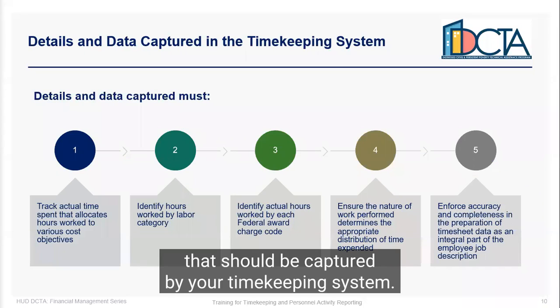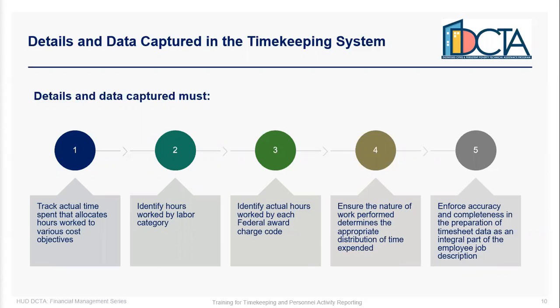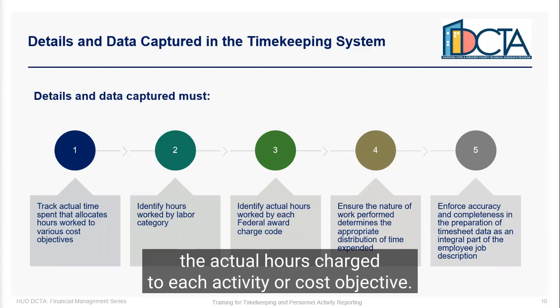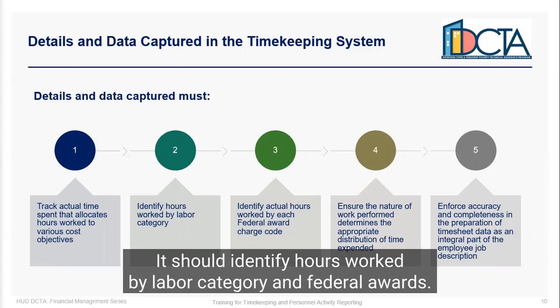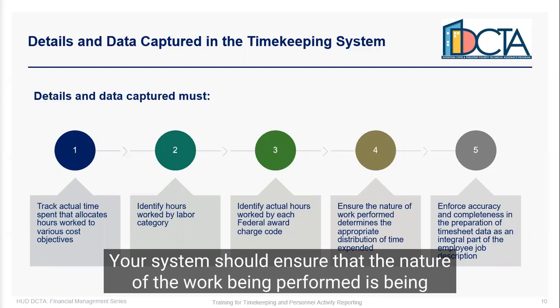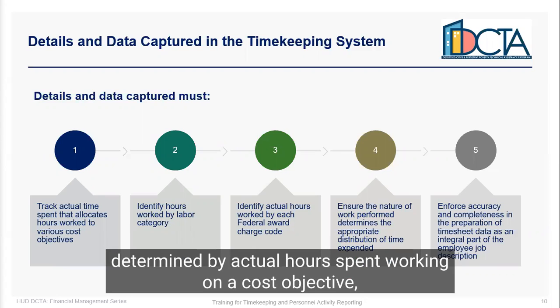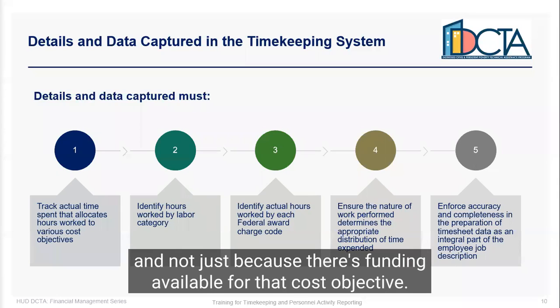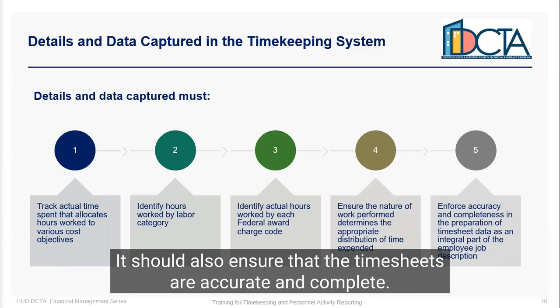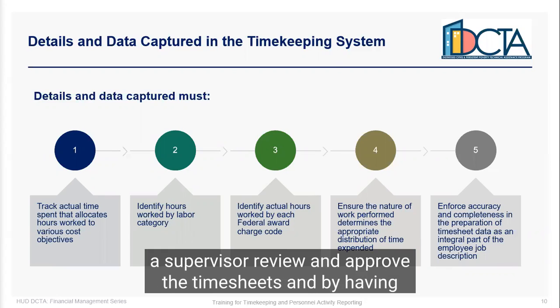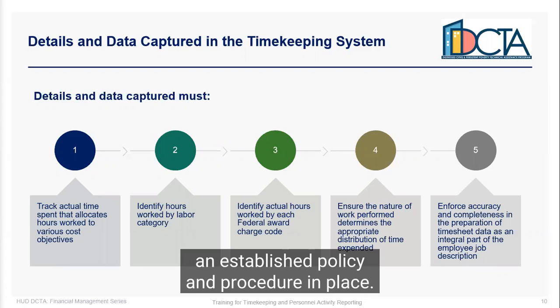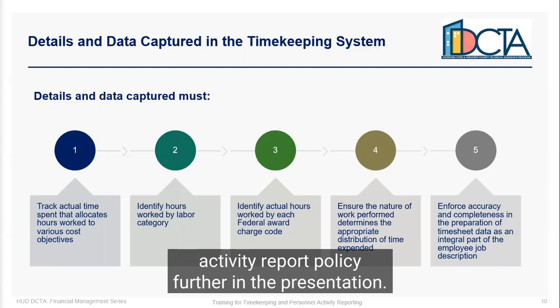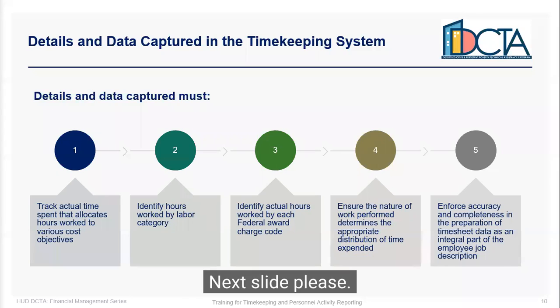Now let's look at the information that should be captured by your timekeeping system. Your timekeeping system should capture the actual hours charged to each activity or cost objective. It should identify hours worked by labor category and federal award. Your system should ensure that the nature of the work being performed is determined by actual hours spent working on a cost objective, and not just because there's funding available for that cost objective. It should also ensure that the timesheets are accurate and complete. Now, this can be accomplished by having a supervisor review and approve the timesheets, and by having an established policy and procedure in place. I'll show you an example of a personnel activity report policy further in the presentation. Next slide, please.